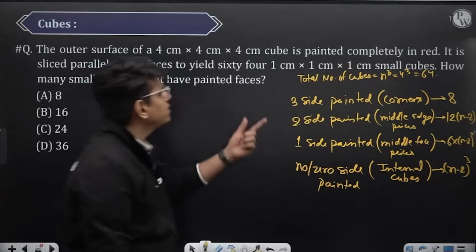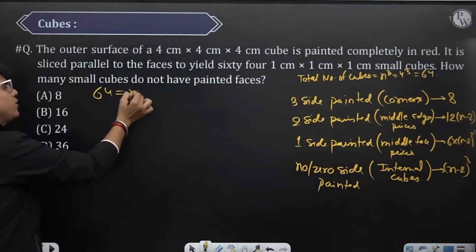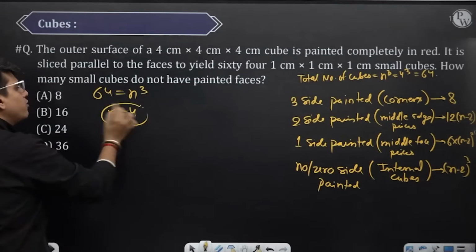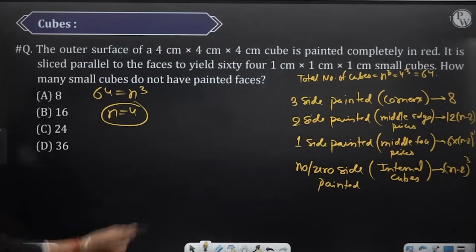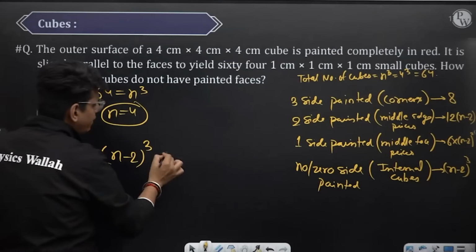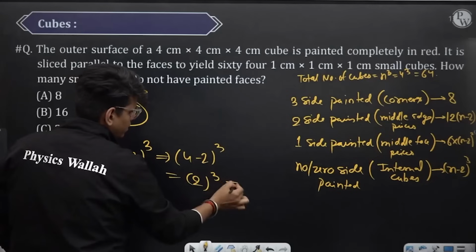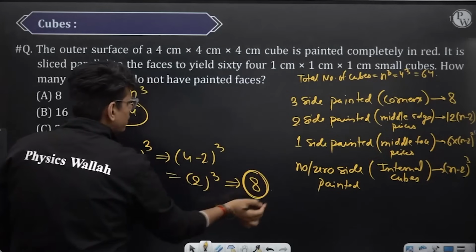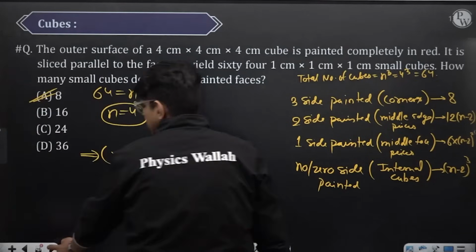So in this case, they are asking you, first of all, there are 64 cubes, which is n cubed. So n equals 4. Now they have asked you, how many small cubes do not have painted face? So how many cubes don't have painted face? (n minus 2) cube. That will give you (4 minus 2) cube. This is 2 cube, 8. Right? So the answer for this is 8. Okay? Chalo. There are 2 more questions and then we'll move to the next part, which is quant.